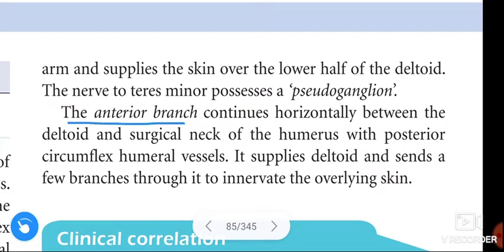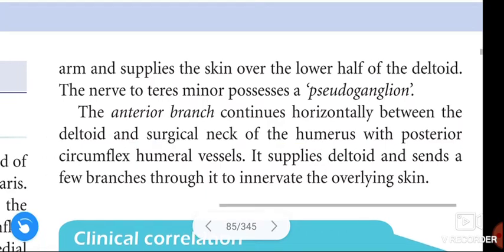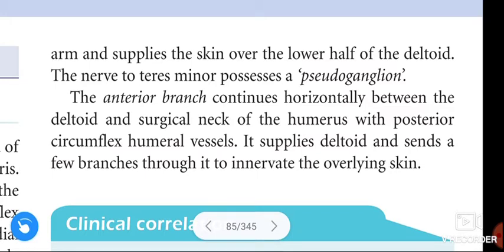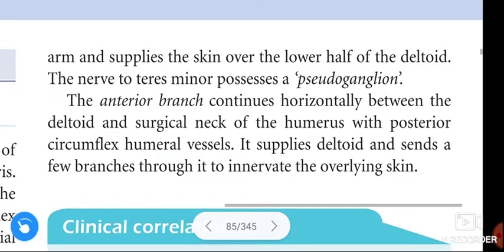The anterior branch continues horizontally between the deltoid and surgical neck of the humerus with posterior circumflex humeral vessels. It supplies deltoid and sends a few branches through it to innervate the overlying skin.